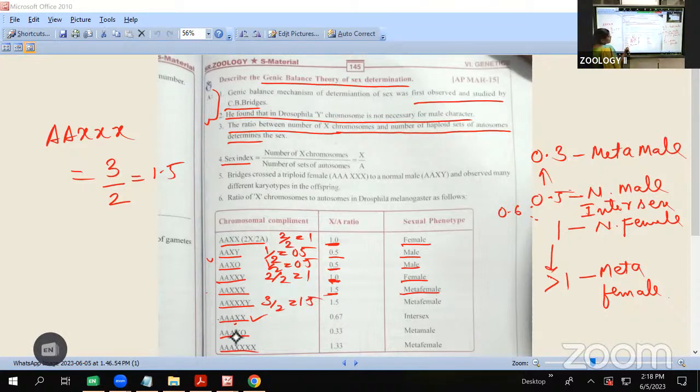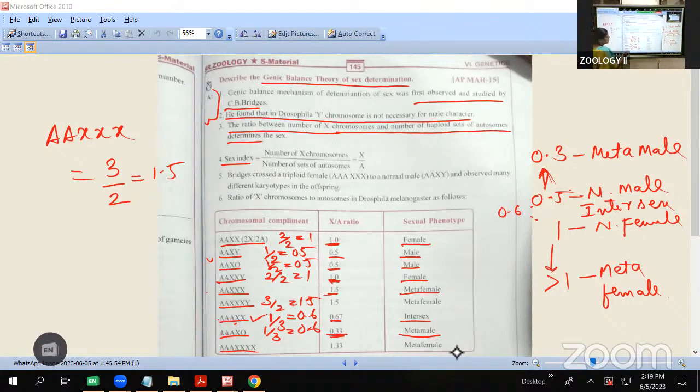Next is triple A XY, where it is 1 by autosomes 3, which is 0.67. You calculate it here. Here 0.6 is between 1 and 0.5, that's why it is an intersex. Here they have neither maleness nor femaleness. Next is triple A XO. Here also, 1/3 is equal to 0.3. 0.3 means less than 0.5. That's why this one is called a meta male.